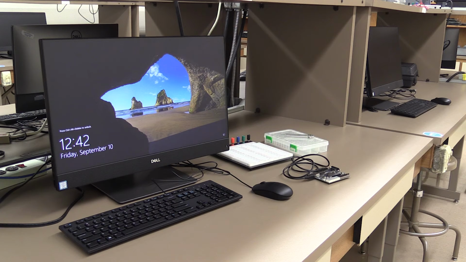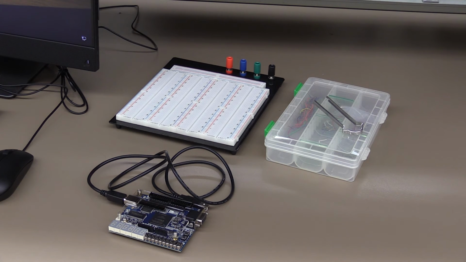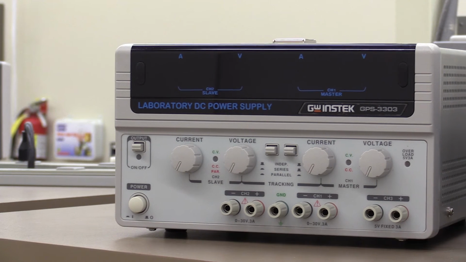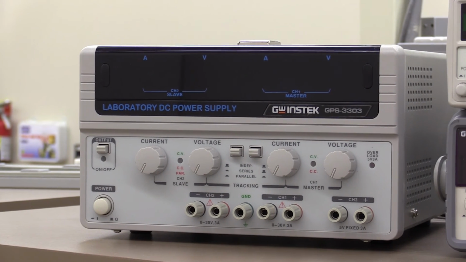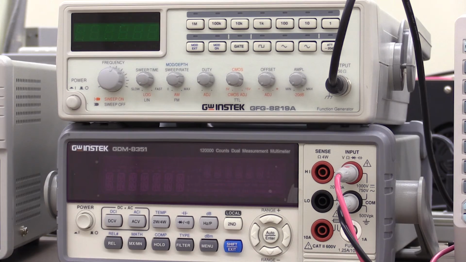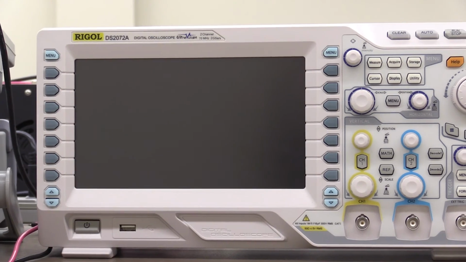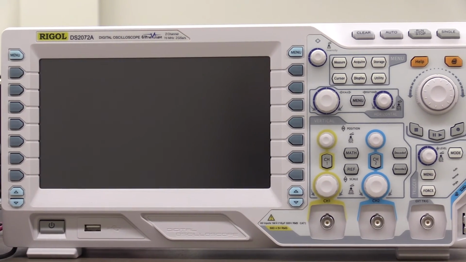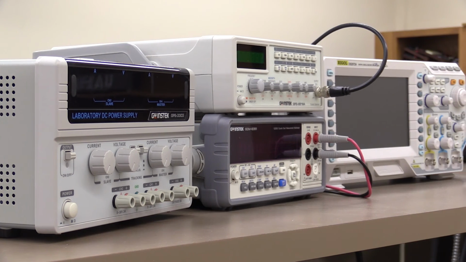Each workstation is equipped with a computer loaded with Quartus Prime CAD software used for circuit simulation and FPGA programming, a breadboard for component design, a DC power supply for powering circuits, a signal generator for producing clock signals, and an oscilloscope for viewing clock signals and circuit outputs in real time.